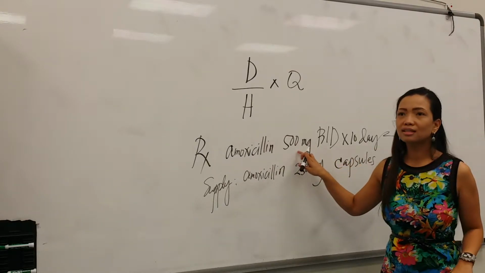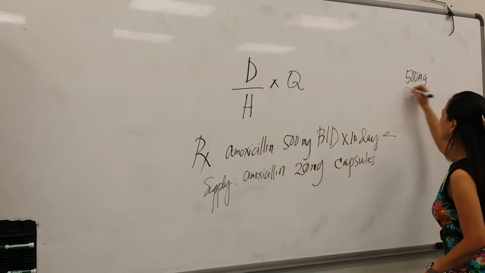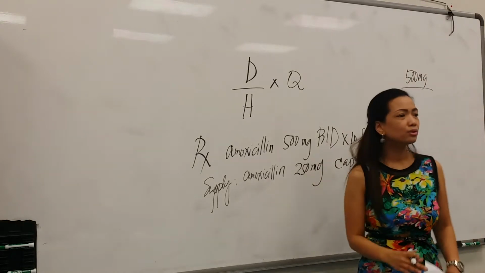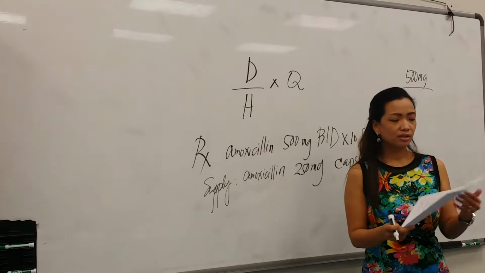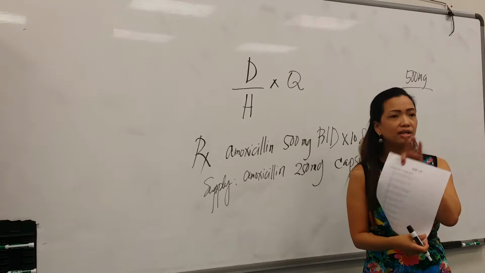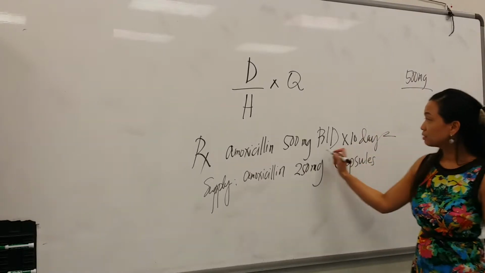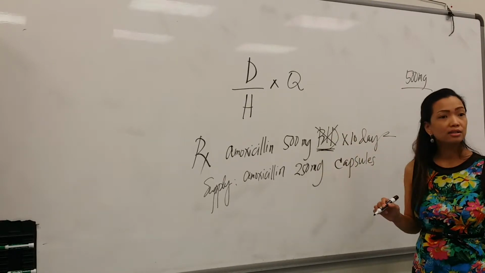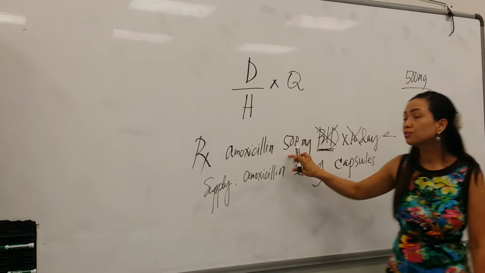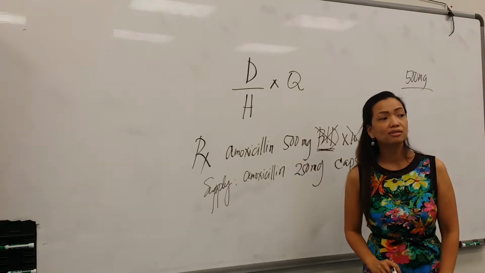Okay, amoxicillin 500 milligrams BID for 10 days. The doctor desired for what? 500 milligrams. Okay, but you only have a 250 milligram capsule. The instruction on the first page says calculate for a single dose. Does the BID matter? No. Not this time. Does the 10 days matter? No. No, because you're only asking what? Single dose. You're only being asked of single dose.